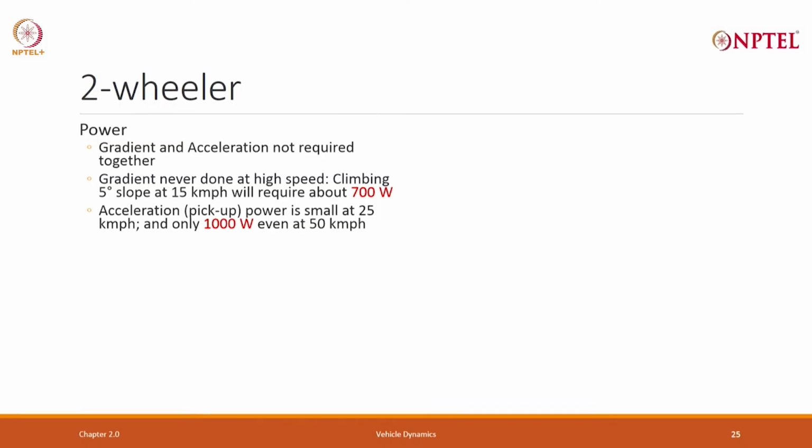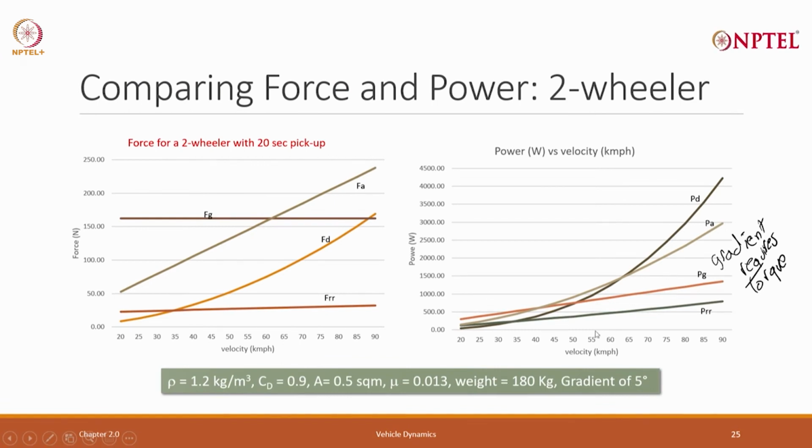Acceleration. Now, look at acceleration. Up to 25 kilometer per hour, it is not that bad. Even at 50 kilometer per hour, it is only about 1000 watts. Of course, to this I have to add the rolling resistance and the drag, but up to around 50 kilometer per hour, even they are not too bad. So, the power is approximately about 500 watt. So, if I have a little more than 25 kilometer per hour, I can do it very easily.